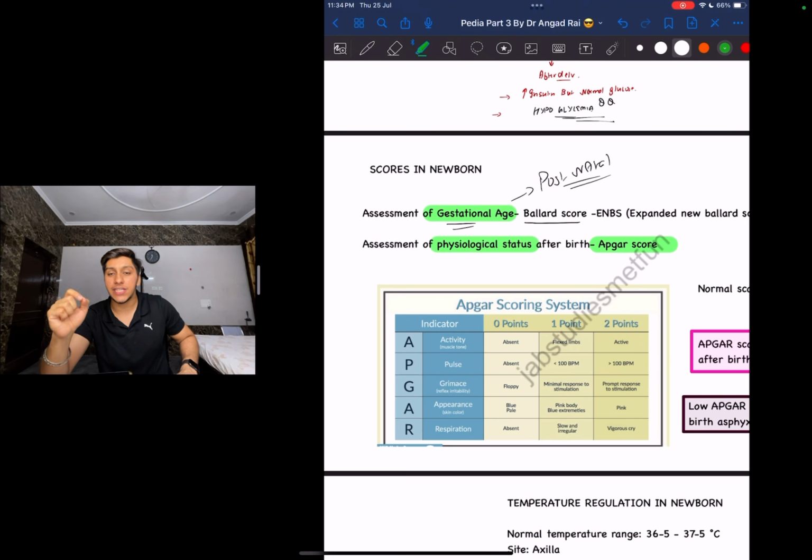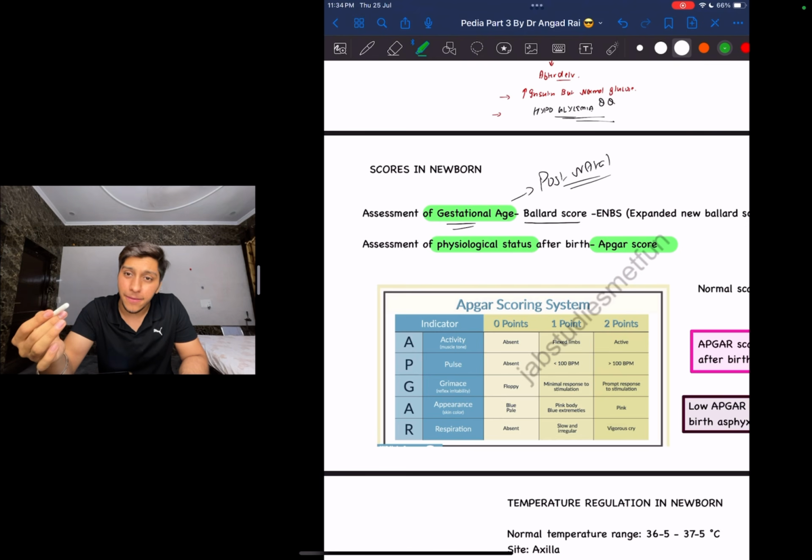Grimace, APGAR, G for grimace. Grimace basically means if you use a suction catheter through the nose, that irritation will be there, or the patient can cry, that is your grimace. If there is no movement or no reaction, 0. If there is a little grimace, a little irritability or a little movement, you'll give 1. If the patient starts crying, you'll give 2.